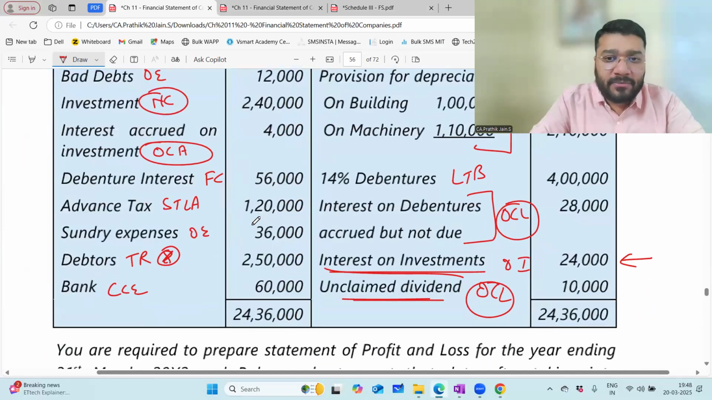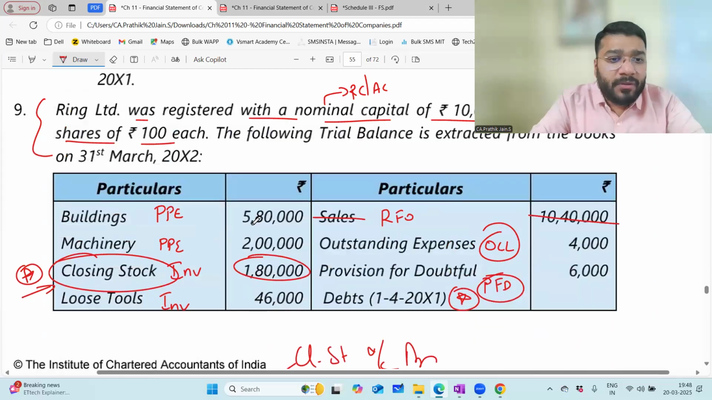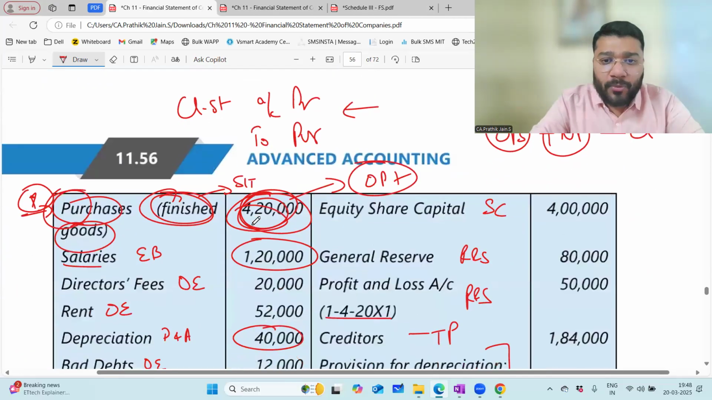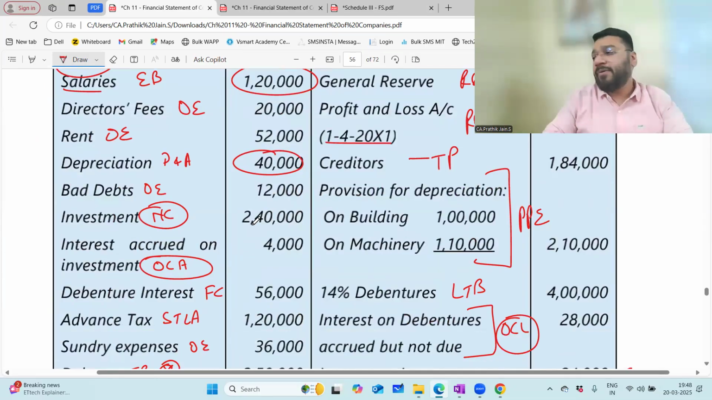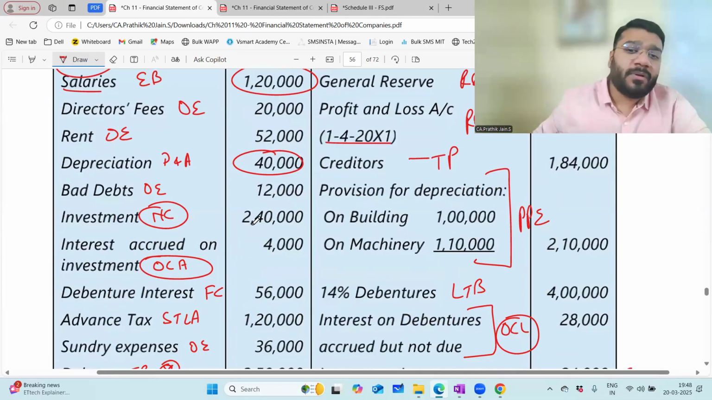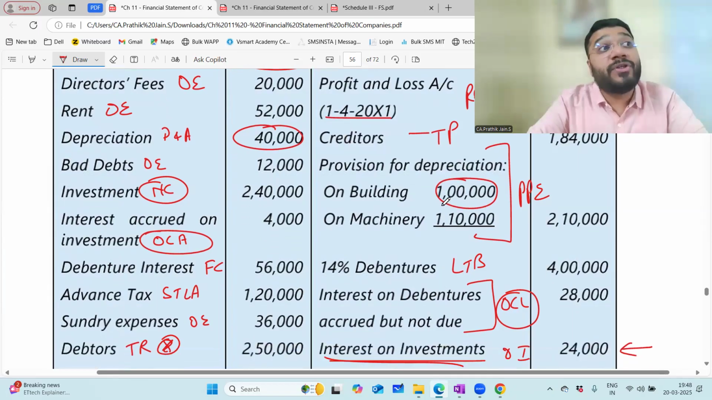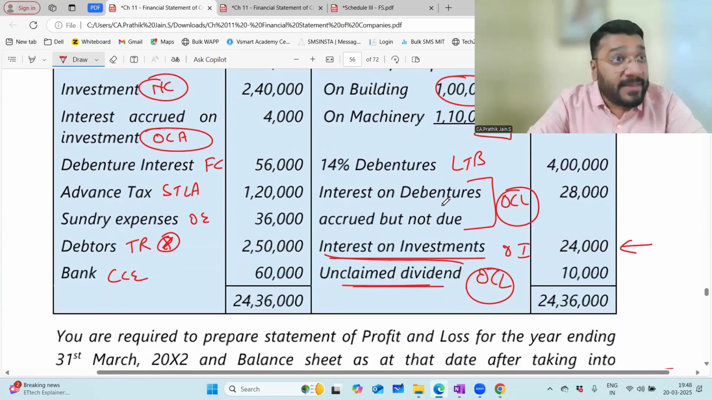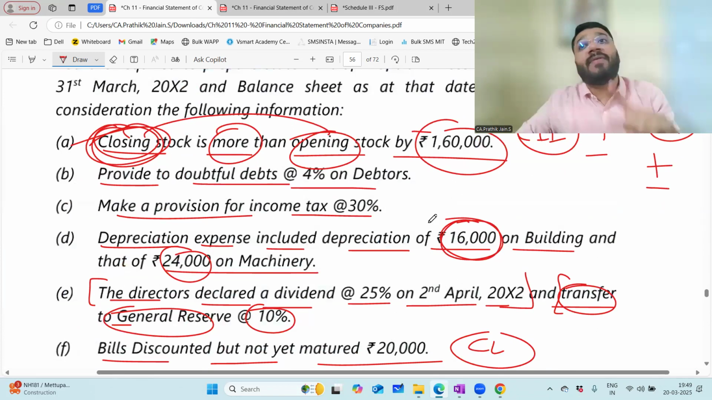Property, plant, equipment looks straightforward. Building is given. There is no provision for depreciation. Is there? Okay. I have a question to all of you here. This 1 lakh provision for depreciation on building. In this 1 lakh, is this depreciation of 16,000 included or are we yet to add?